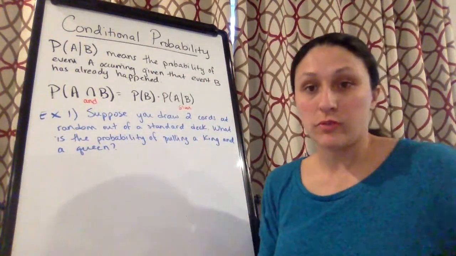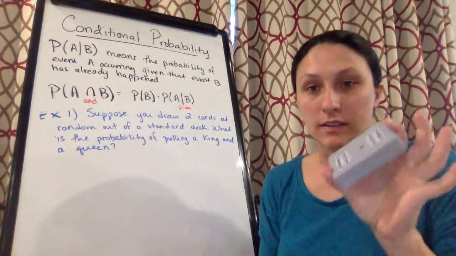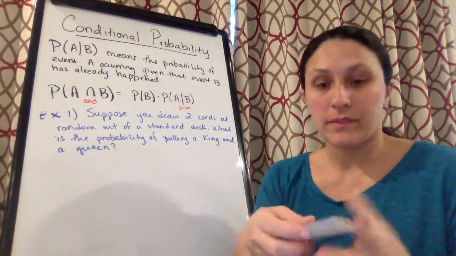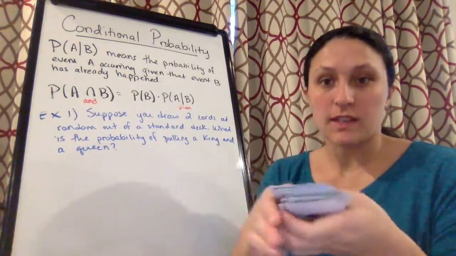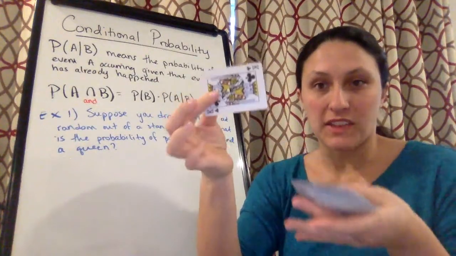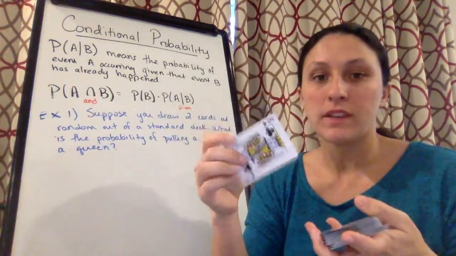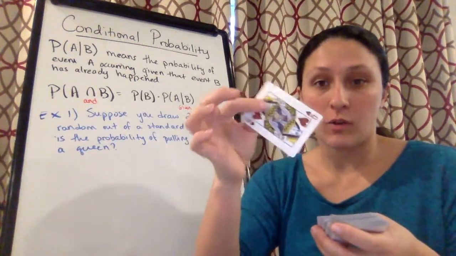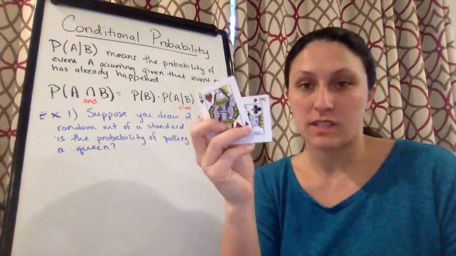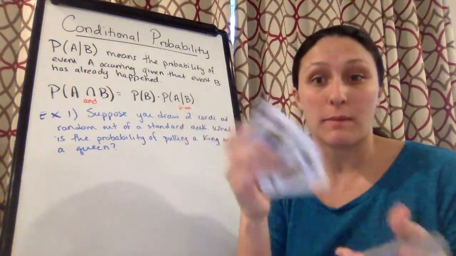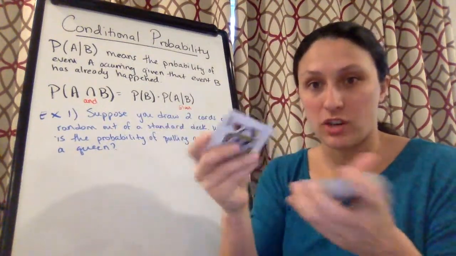Okay, so let's look at an example to really unpack this concept. Suppose that you draw 2 cards at random out of a standard deck of 52 cards. What is the probability of pulling a king and a queen? Okay, so pretend I shuffled these and I pulled one card. So I pulled a king. Now I put them like that on purpose, but pretend that this was random. So what's the probability that I pulled a king and then a queen? So that is the question. What is the probability that this happens, that I just made happen, but what's the probability that it happens by chance if they were shuffled?